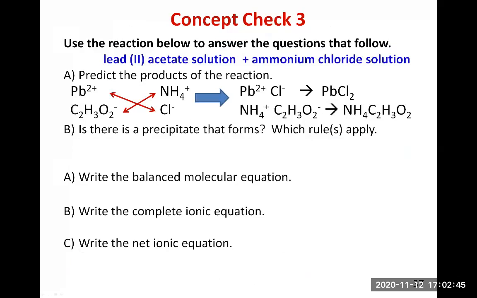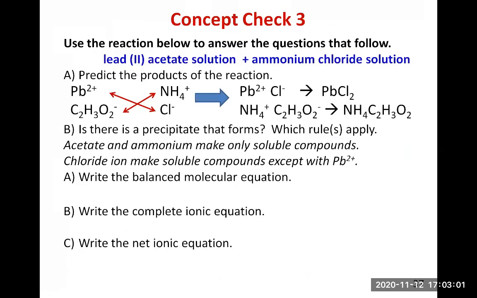So let's write this here. Is there a precipitate that forms, and which rules apply? Well, the acetate and the ammonium make only soluble compounds. There are no exceptions with those 2, so they will make a soluble compound together. And then the chloride ion makes soluble compounds, except with Pb2+. So is there a precipitate that forms? Yes, we have a solid that's PbCl2.